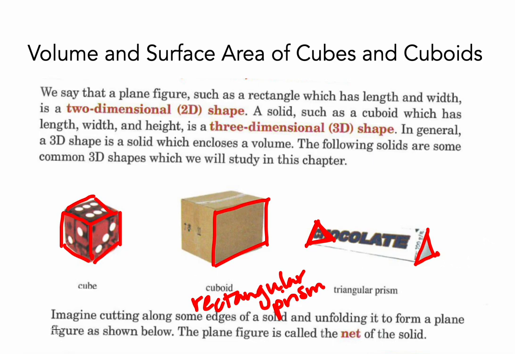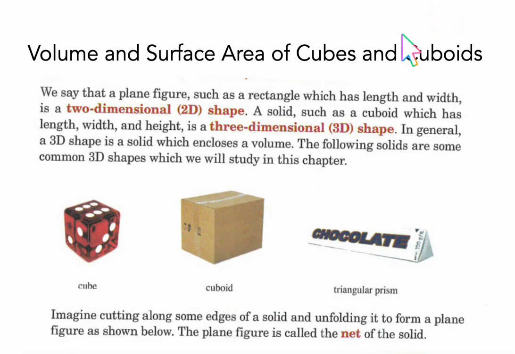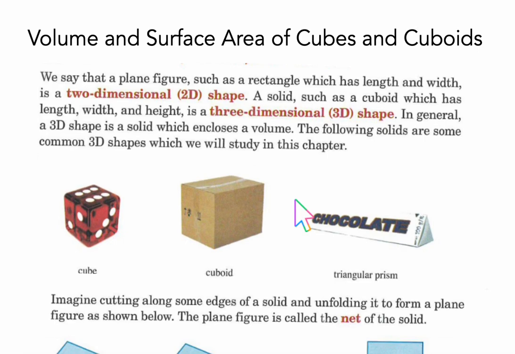Okay, so cuboid, which is just another word for this rectangular prism with the rectangles on both sides, and triangular prism, which has the triangles on opposite sides. Those are your most common three-dimensional shapes that you'll see in this chapter.